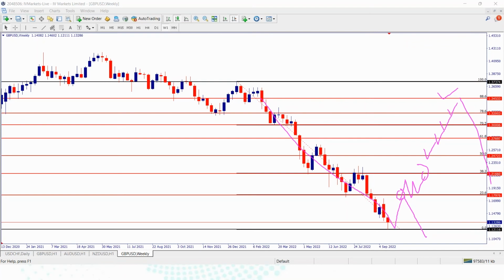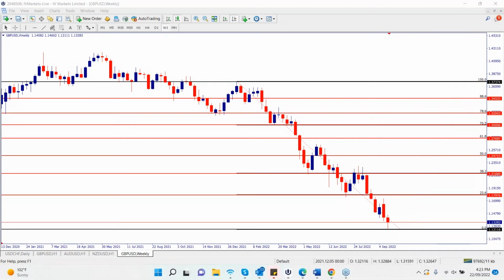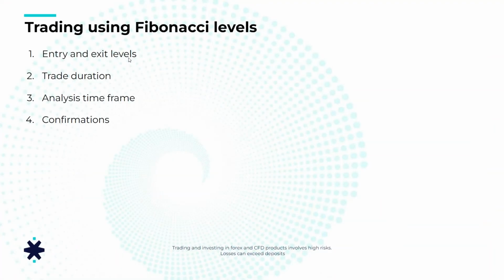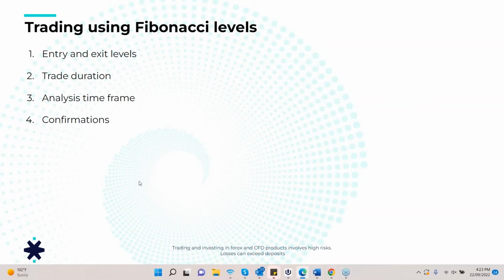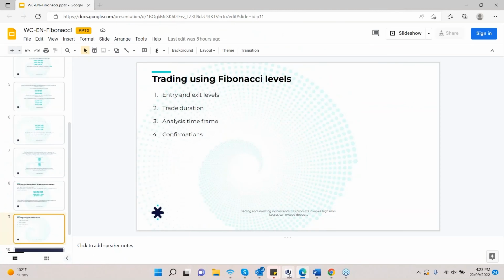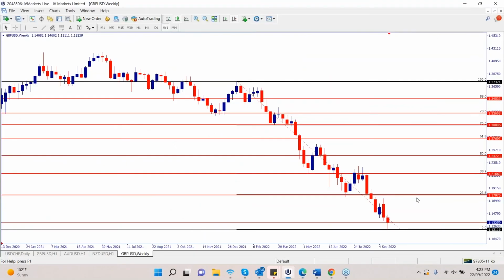So now the next thing is, the market is going to test these levels, but how are we going to enter the market? This is all about the confirmations, right? As you can see over here, we have the entry and exit levels, the trade duration, analysis time frame, and confirmation. So according to these levels, for example, the market is going to the 38% level over here.